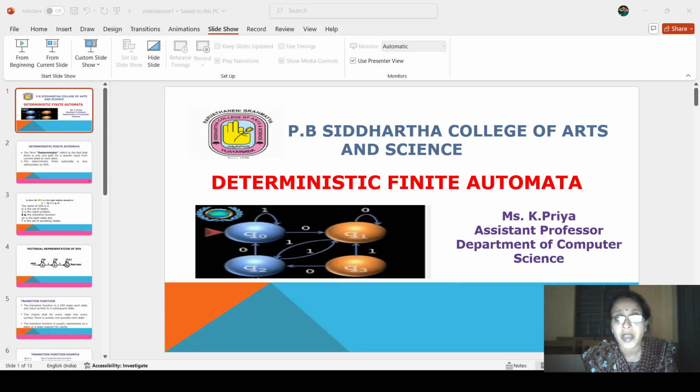The DFA consists of a 5-tuple notation: capital Q, sigma, delta, q0 and F. Capital Q is a set of states. It consists of the start state, the final state and a set of intermediate states also.